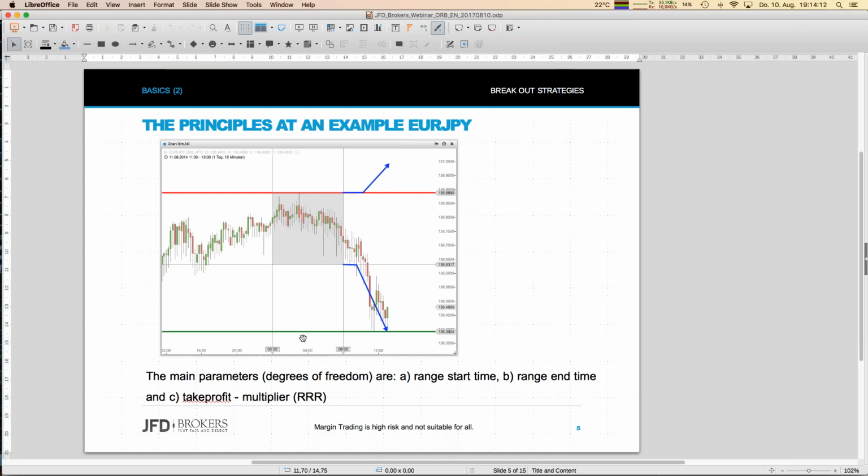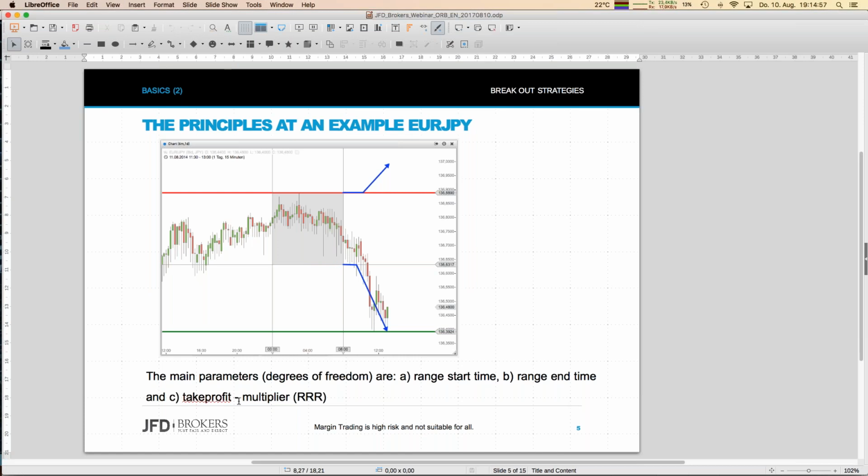Thinking about those kinds of strategies more from a mathematical point of view, I would describe this strategy as being a strategy with 3 degrees of freedom, or more in the trading language, not degrees of freedom, then we would call them parameters. Okay, what are the parameters here? The parameters would be range start time, in my case, midnight, range end time, in my case, 8 o'clock, and third parameter, simply the take profit multiplier, or in a trading language, it would be the risk reward ratio. And that's all about breakout strategies.